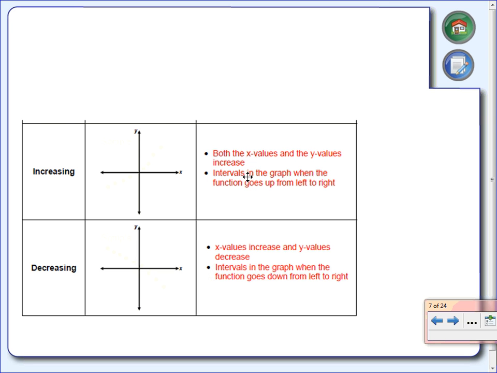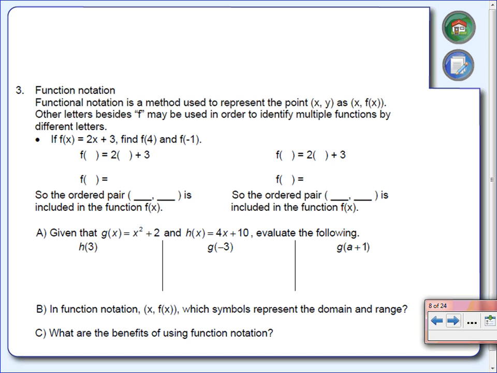So here's where we need to start, on number 3. On number 3, we have something called function notation. Function notation is a method used to represent the point x, y as x, f of x. Other letters besides f may be used in order to identify multiple functions by different letters, which we'll see in a minute. It is possible to use g, h, any other letter besides f.